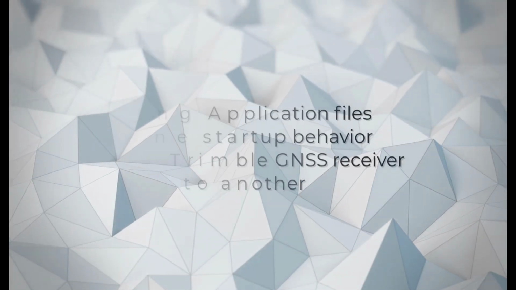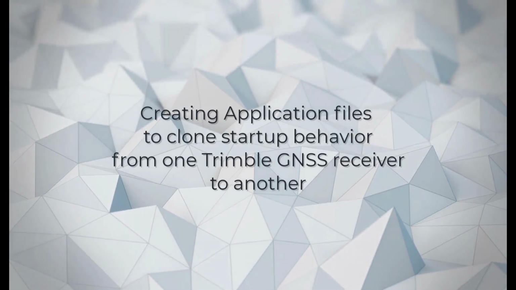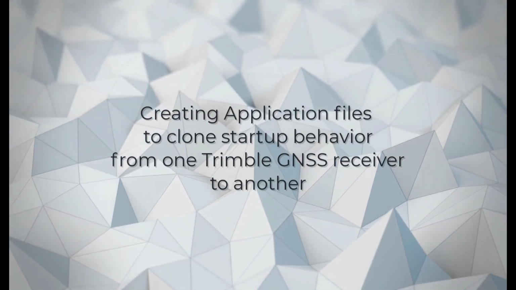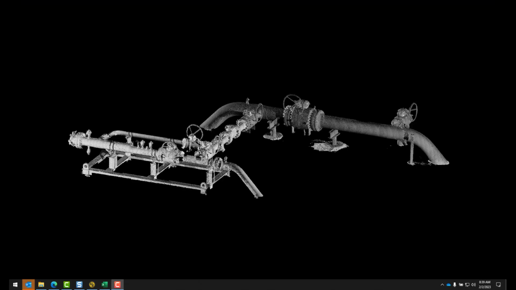In this episode, we're going to look at how to create an application file to clone behaviors from one receiver to another. In this instance, we're going to make the receiver automatically start logging static data upon startup.